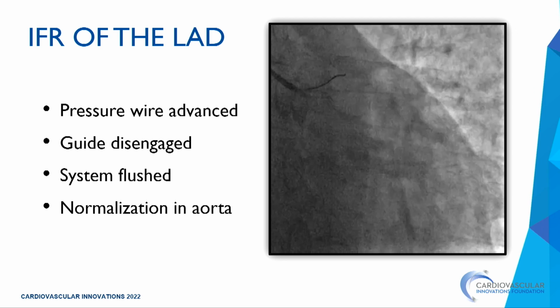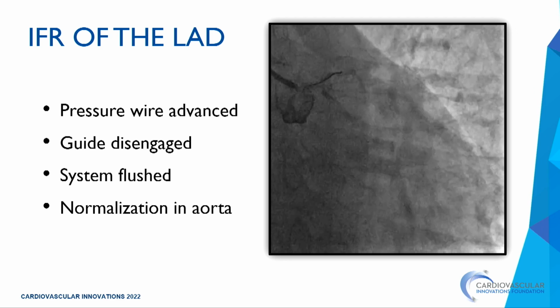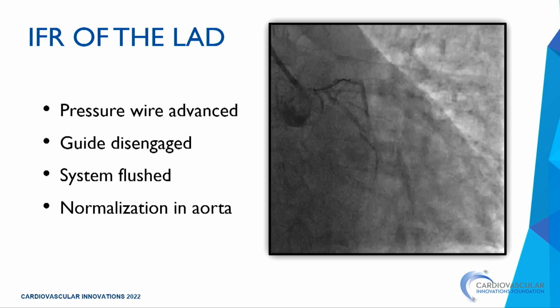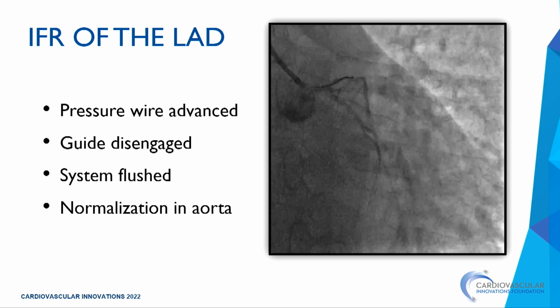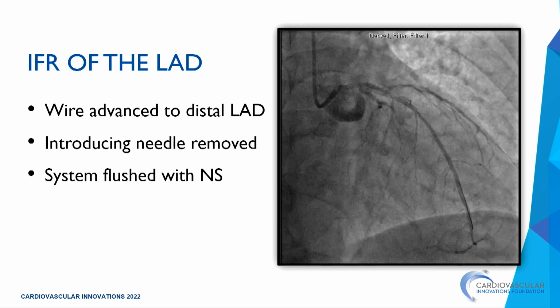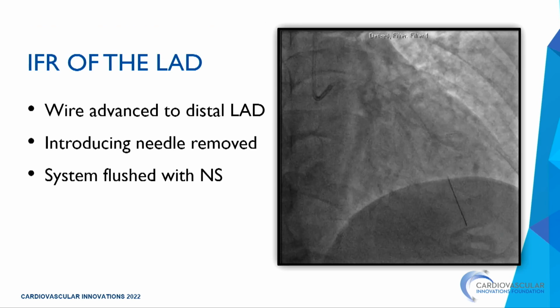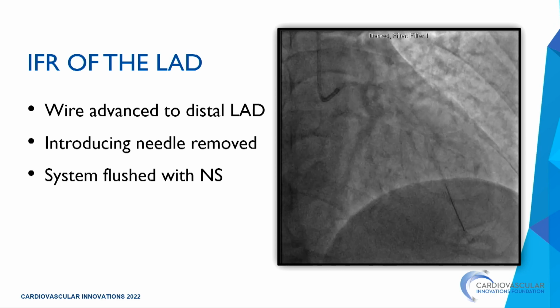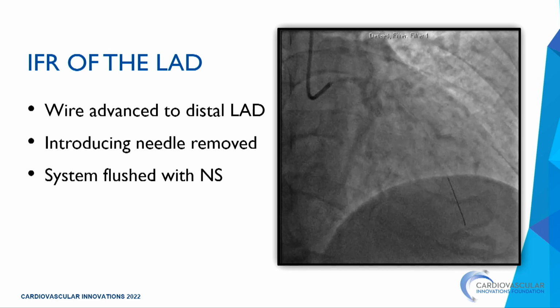So as we all know, the technique is you advance the pressure wire, you normalize in the aorta, you give it a good flush and empty all the contrast, and then you advance distal to the lesions, and eventually you do your measurements. So we started with the LAD, where I advanced to the distal LAD, we removed the needle introducer, and you flush the system one more time.